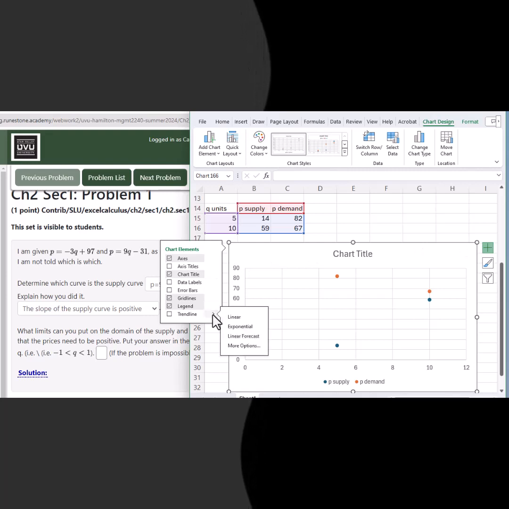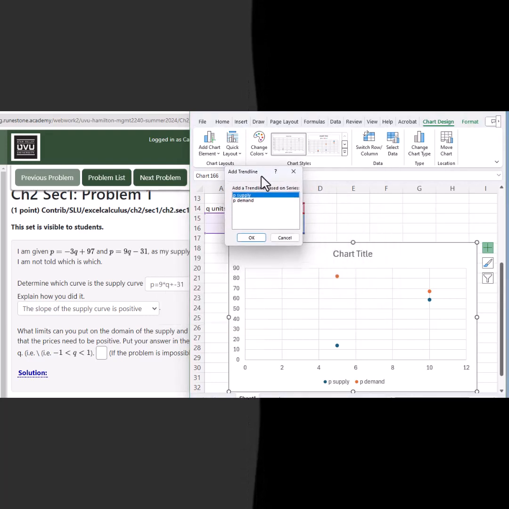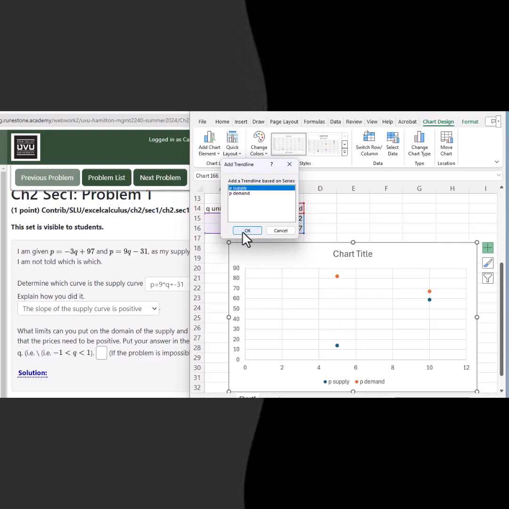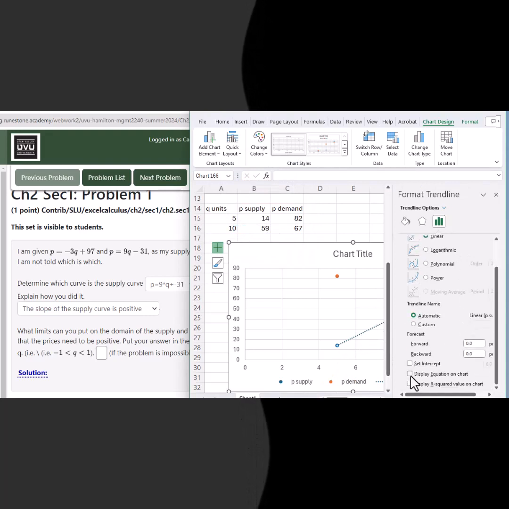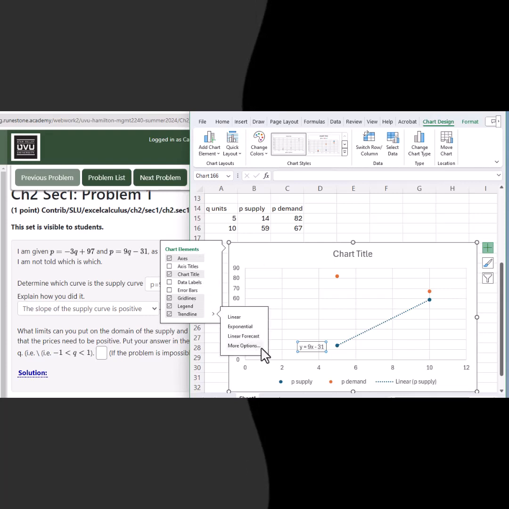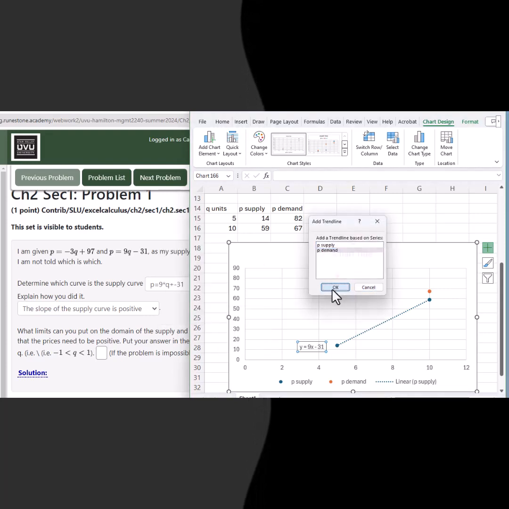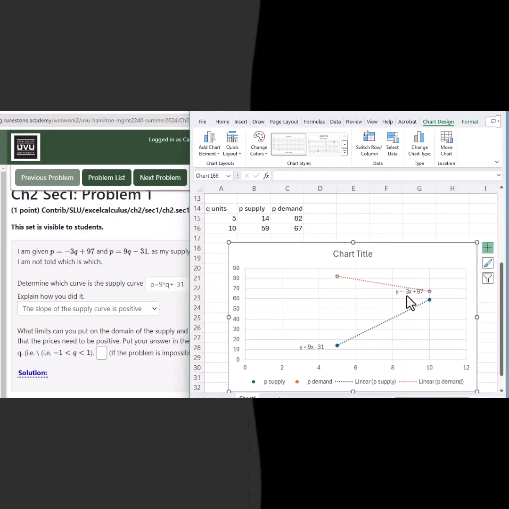Notice that I haven't selected anything on my chart, and Excel realizes that and says, well, I have two things. I have supply and I have demand. Which one do you want to graph? I'll do supply first. And it found it and connected the dots, and I'll display the equation on the chart, which shouldn't be any surprise because I know the equation. But there's my 9x minus 31. And then add another chart element, get the demand function and display the equation on the chart. So this just gives us a visual.